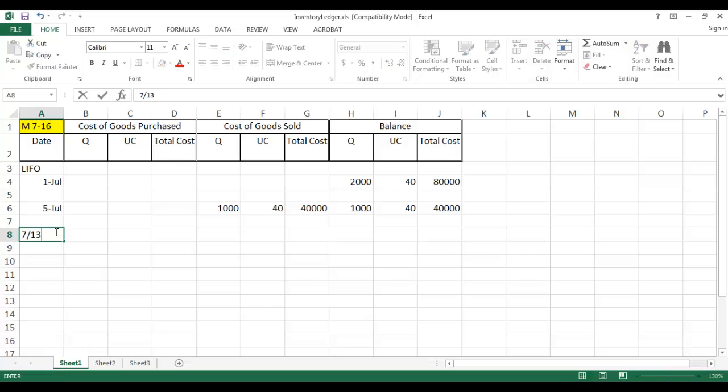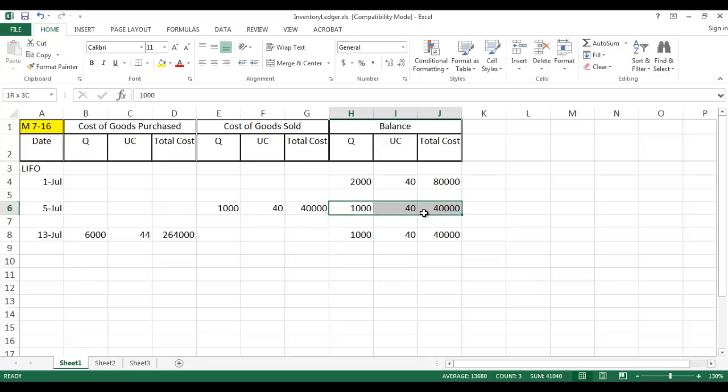On July the 13th, I purchased 6,000 units at a cost of $44. So that's a total cost here of $264,000. Nothing sold on this date. So now here's where this balance will help us out. List them in order, don't combine them, keep them separate. So I had my original or my oldest 1,000 units at $40. That's coming from this right here. And now I've also got 6,000 units at $44. Okay, so I'm highlighting these two rows. This is my balance as of July the 13th. I have 7,000 total units, but I want to keep them separate from a costing standpoint so I can keep track of which ones I assume are getting sold.